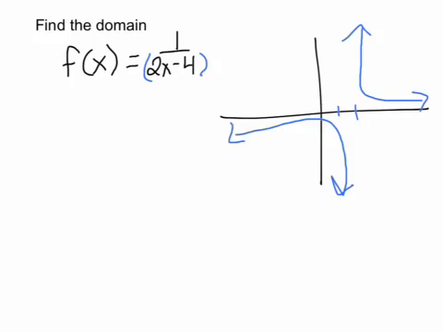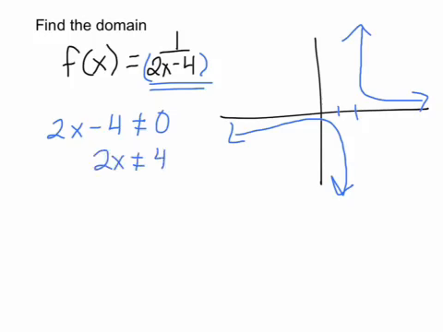Well, here's the domain. The domain is all real numbers, but this bottom piece cannot equal 0. So what number is going to make that 0? So I'm going to add 4 to the other side. So I have 2x. I'm going to divide both sides by 2. So x cannot be 2. So the domain is all real numbers but 2.